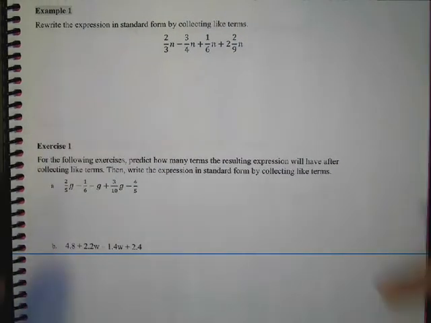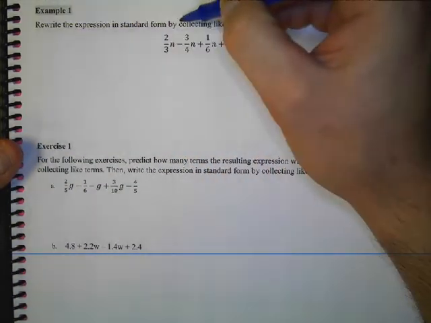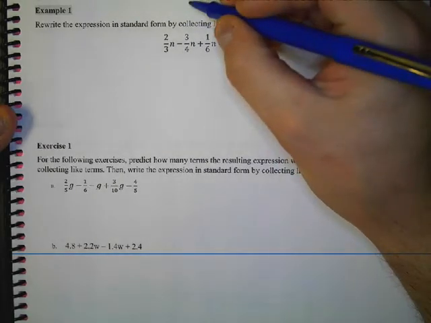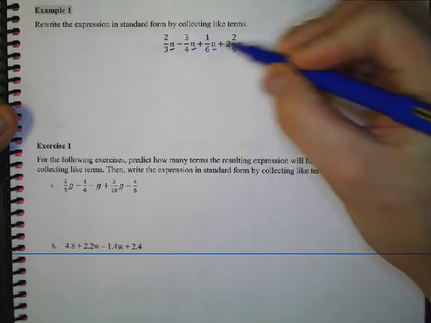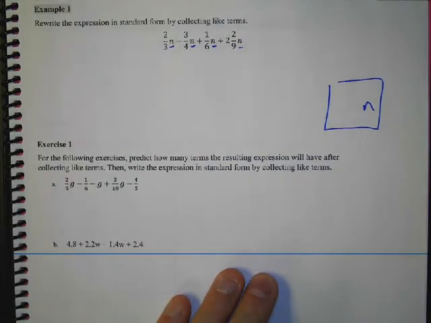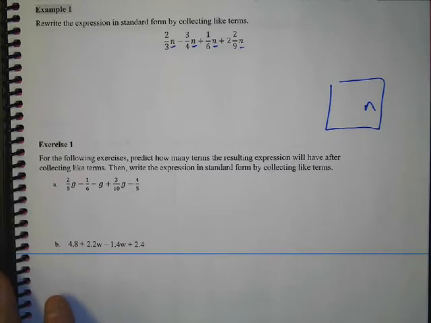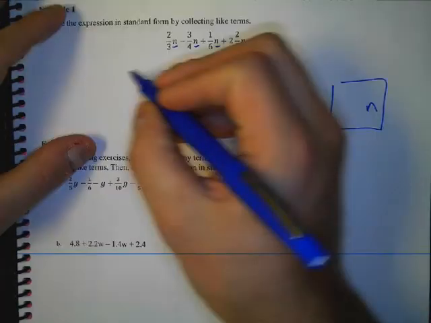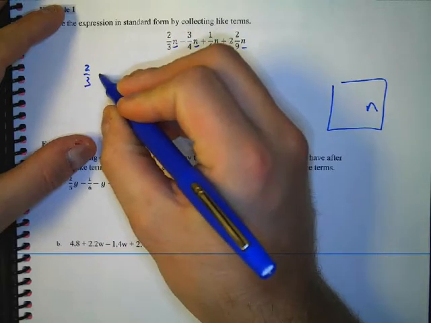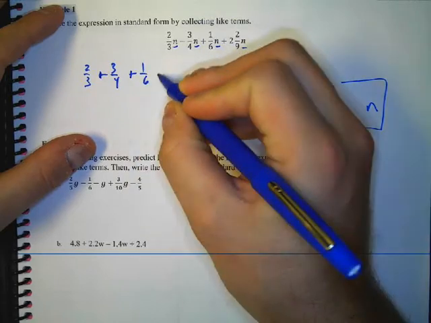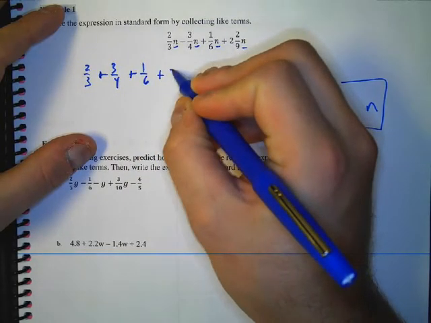Example 1, rewrite the expression in standard form by collecting like terms. All right. So this would be the same as if I had, notice that I'll have n's, but I know there's an n. So what we can do is actually forget about the n for the time being, and we can put together all of the numbers. So I have 2/3 minus 3/4 plus 1/6 plus, now watch what I'm going to do here. I'm going to take 2 2/9 and separate it. As a matter of fact, I'm going to leave 2 out of this for right now.